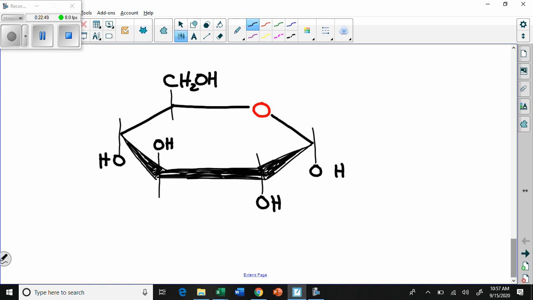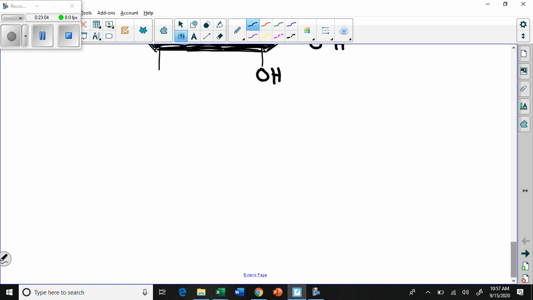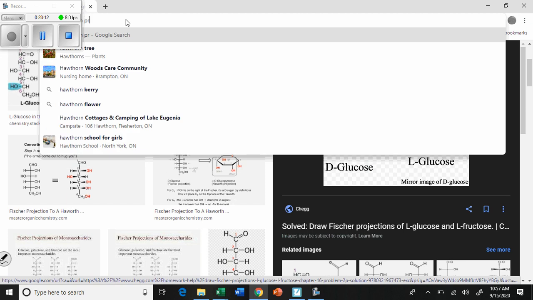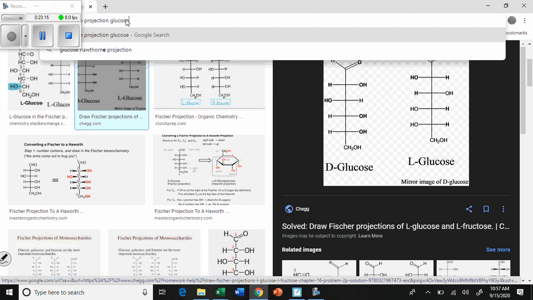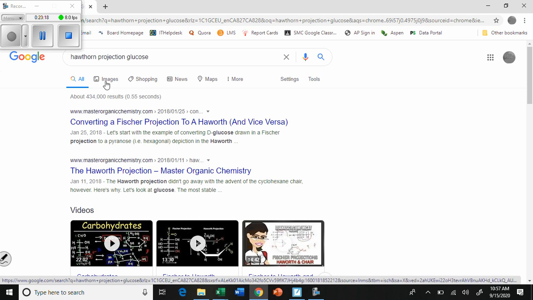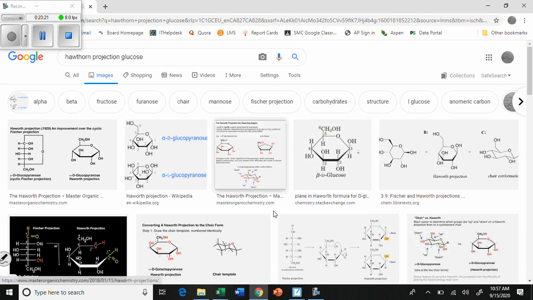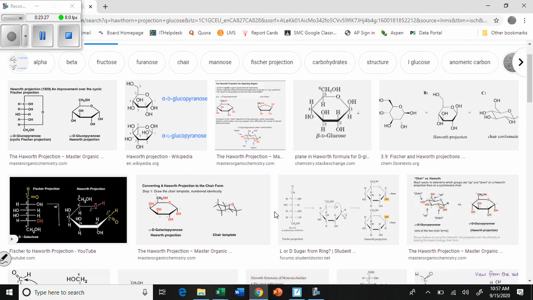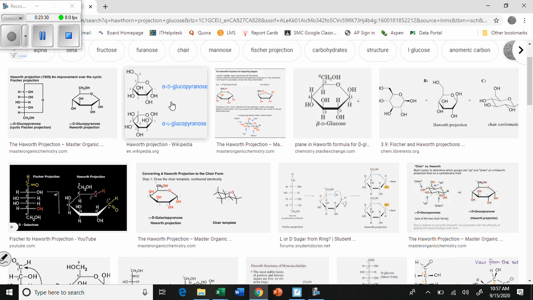So this is the simplified version of glucose in the Haworth projection, where we try to use up and down instead of left and right for this ring structure. And of course, if we were to draw two versions, in fact, instead of drawing, let's be really cool here, and let's go to the internet, and let's put in Haworth projection glucose, and we should be able to get a nice picture that we can look at of the two glucoses, D and L.